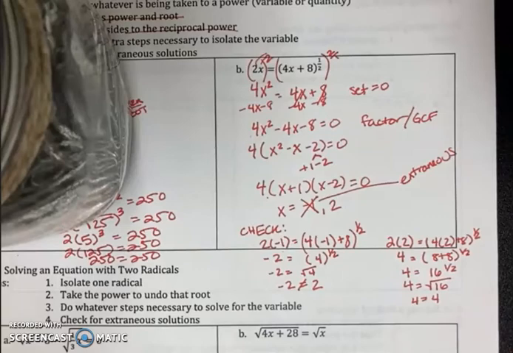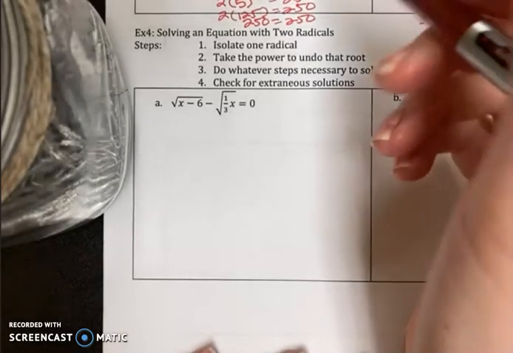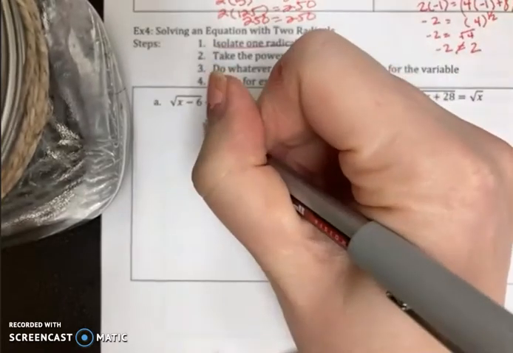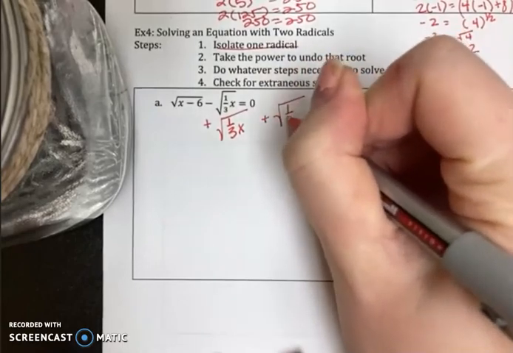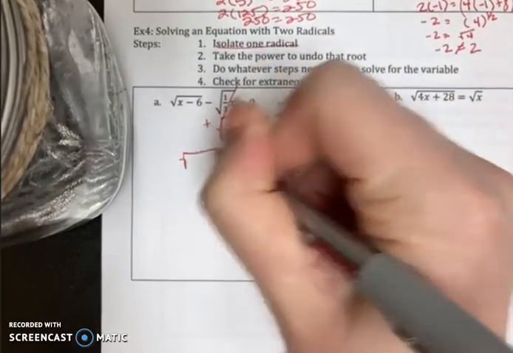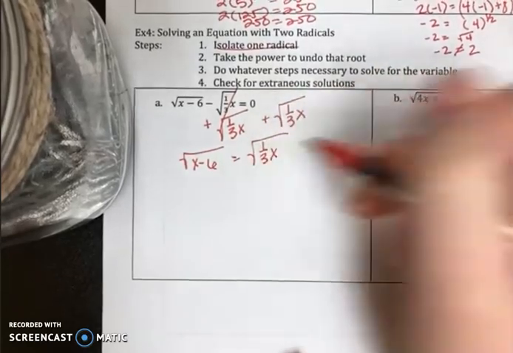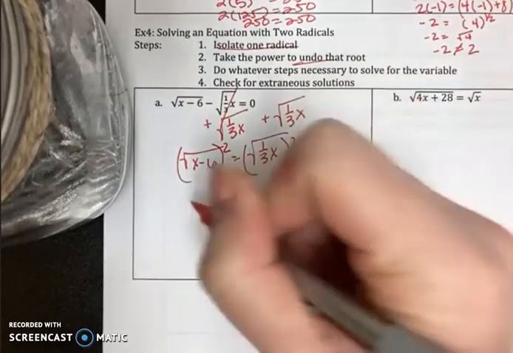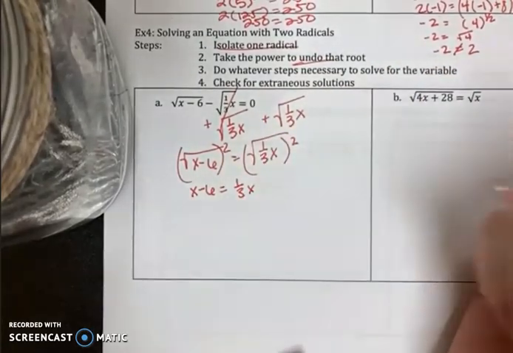The last case is when we have two radicals inside of one equation. What you need to do first is isolate the radicals just by moving them on opposite sides of the equation. So I have the square root of x minus 6 equals the square root of 1/3 x. And then we undo by squaring each side. X minus 6 equals 1/3 x. And then we're going to solve.